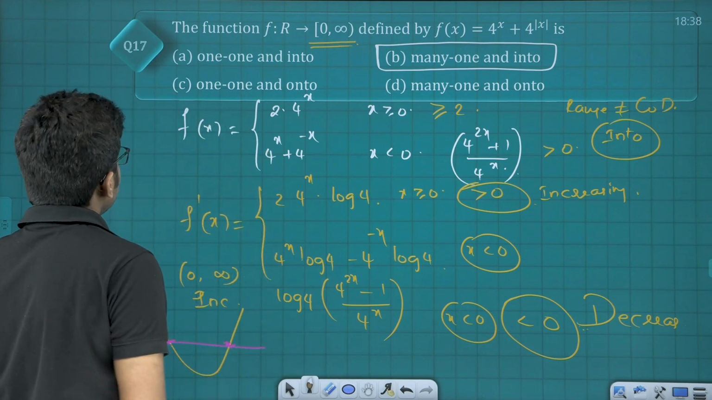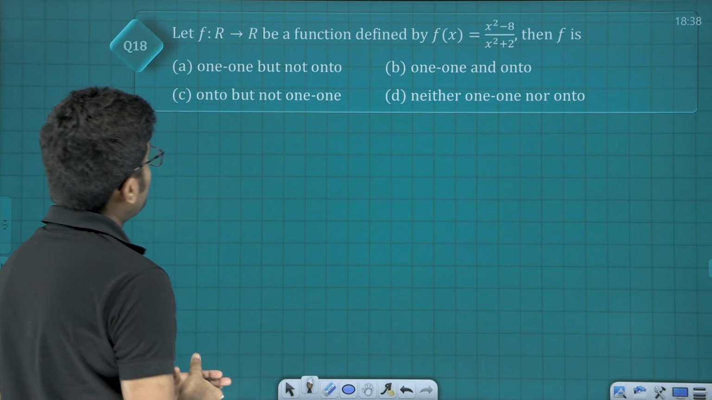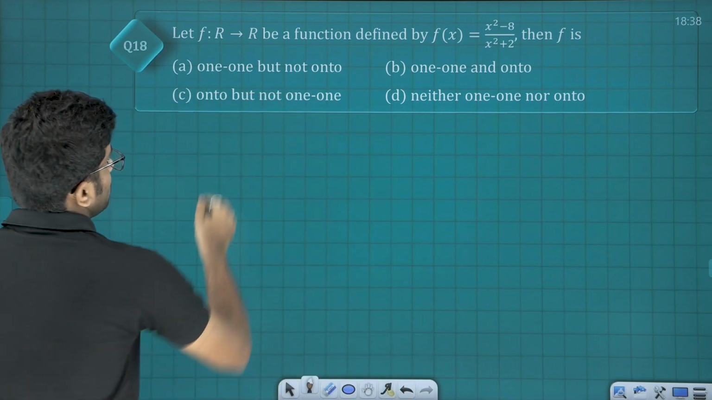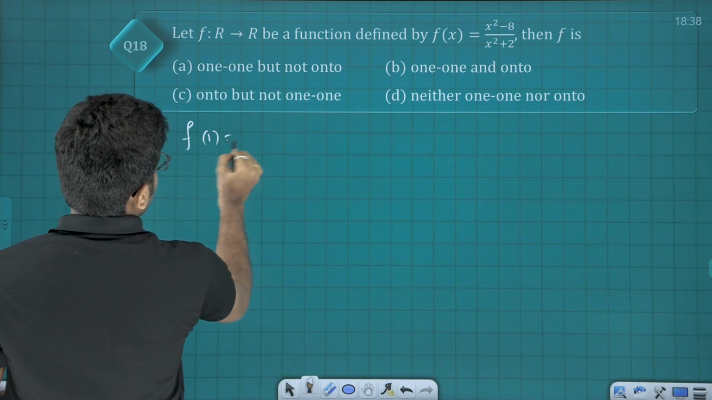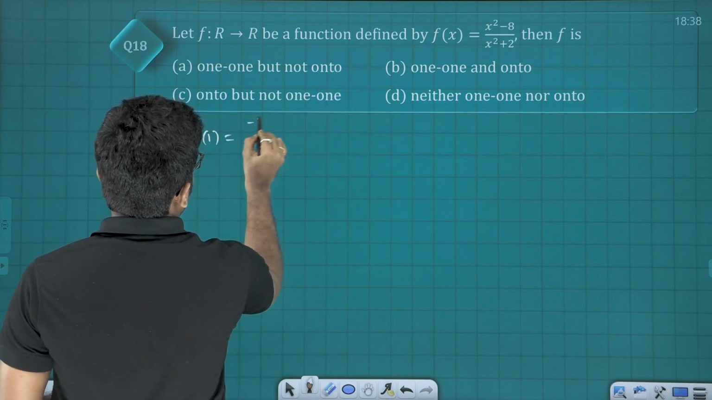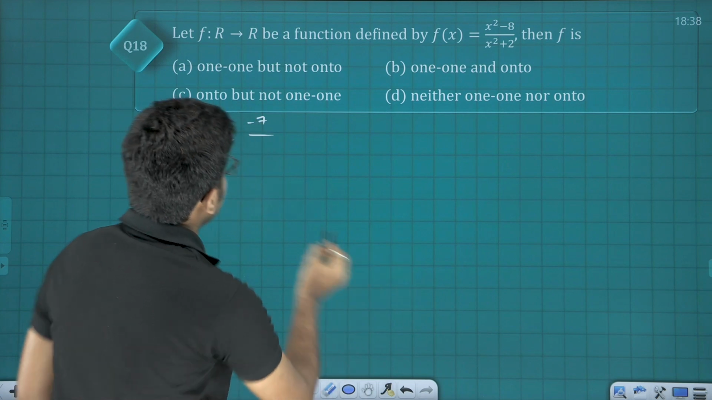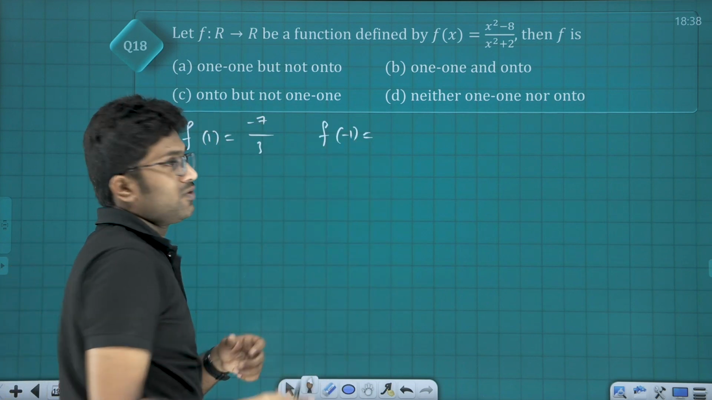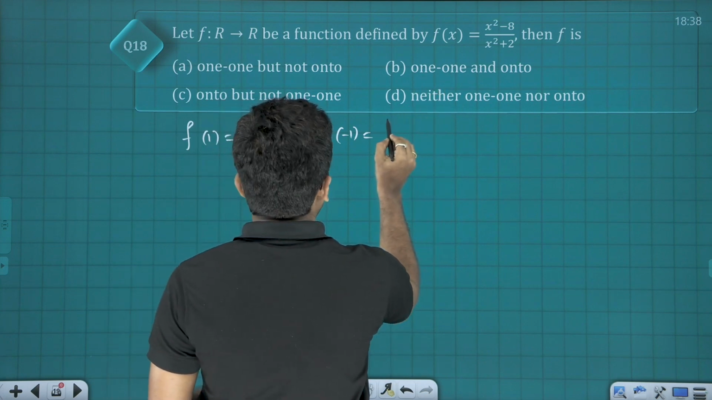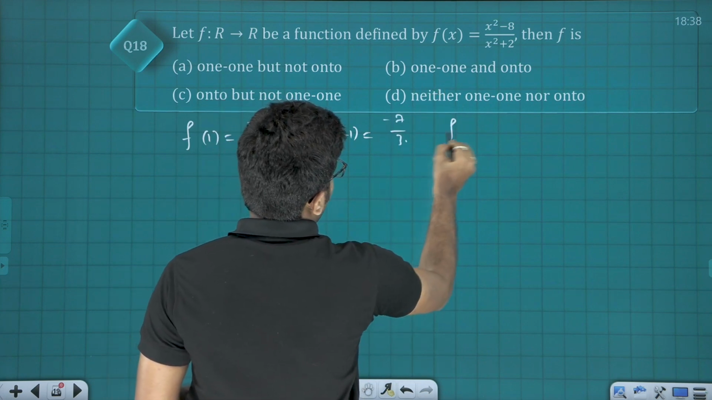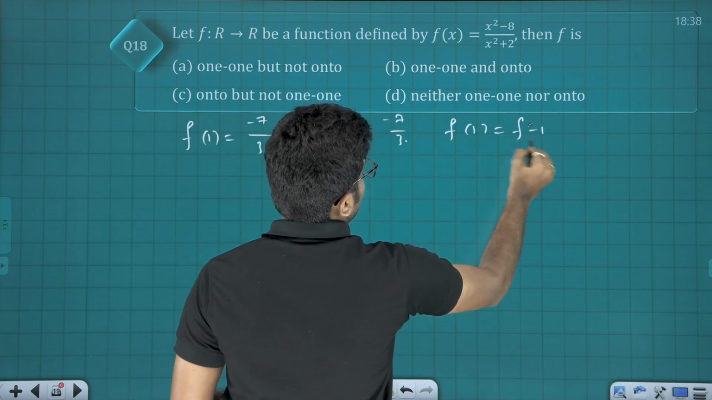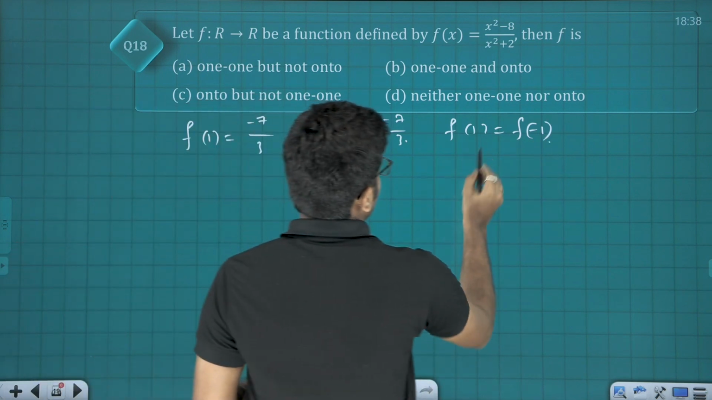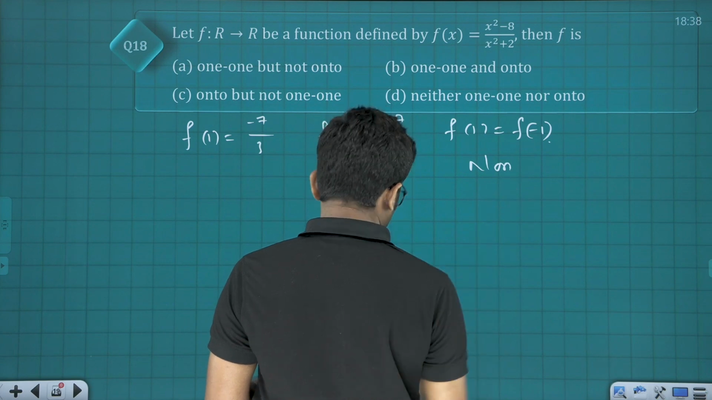Next, f mapping from R to R be a function defined as, then f is. Let's see this, friends. What is f of 1? 1 minus 8 minus 7 by 1 plus 2, 3. What is f of minus 1? Because we have only even powers, no? F of minus 1 is again minus 7 by 3. So f of 1 is equals to f of minus 1. Two elements are having the same image, hence it is not 1 1.